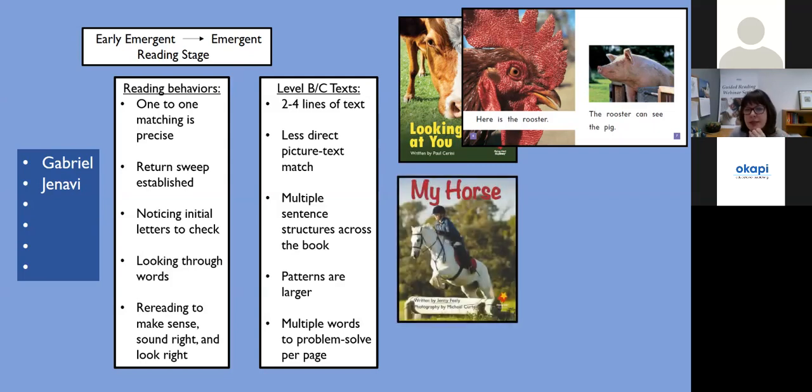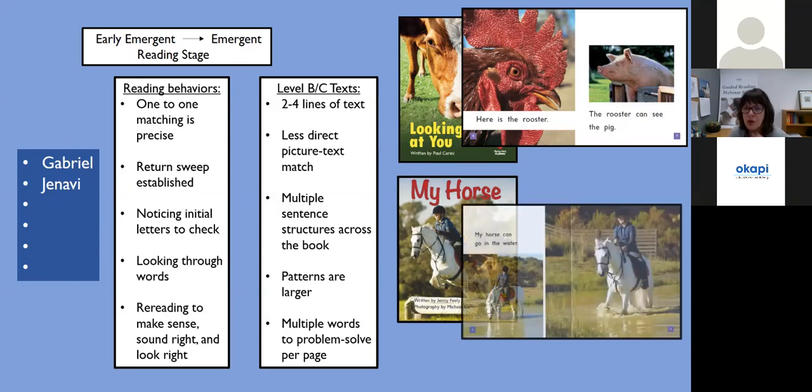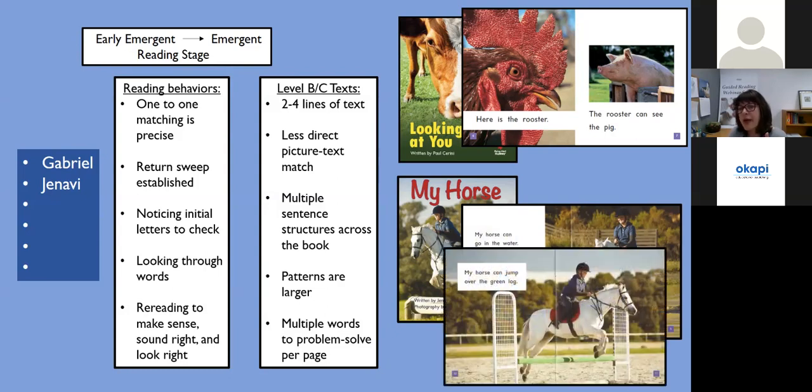Another book that's of a level C that might be appropriate for this group as well is a book called My Horse. And in this one, it has some picture support, but you don't get the text just from looking at the picture. But it also has a variety of continuation. So my horse can is consistent through the book, but the rest of the sentence changes. It uses phrases. The sentences are a little bit longer. It's got multiple words on each page to solve. So I think these would be some of the kinds of texts that I could choose for Gabriel and Genevieve and the other students that we add into this group as they move from that early emergent to emergent reading stage.